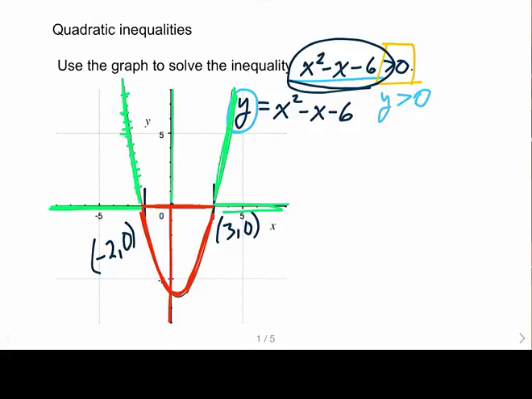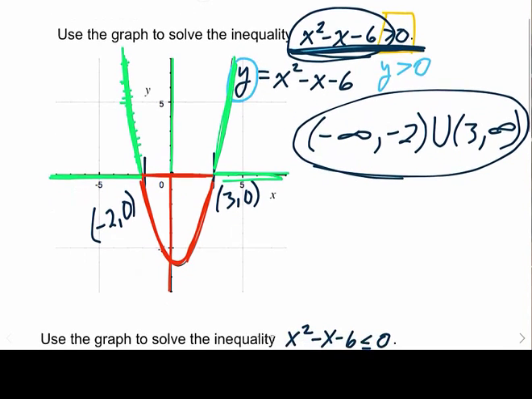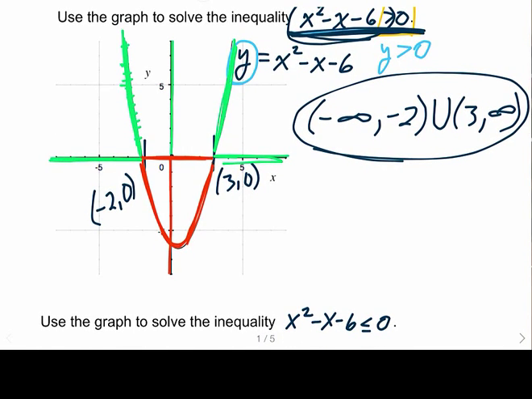So I can see here that all of the output values for x being less than negative 2 are positive, and likewise all of the output values for x being greater than 3 are positive. Therefore, this original inequality, x squared minus x minus 6 is greater than 0, holds when x is either in the interval from negative infinity to negative 2, or the interval from 3 to infinity, and that's the solution to the inequality.